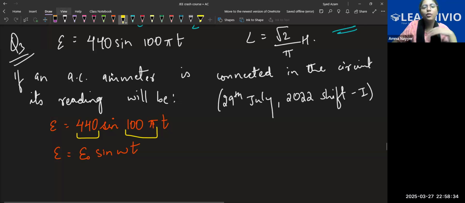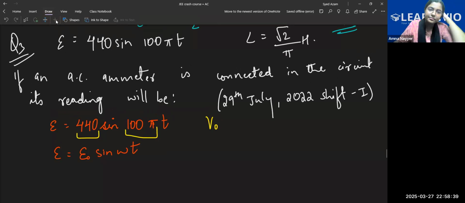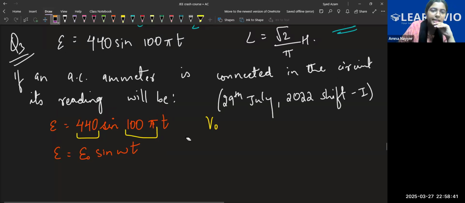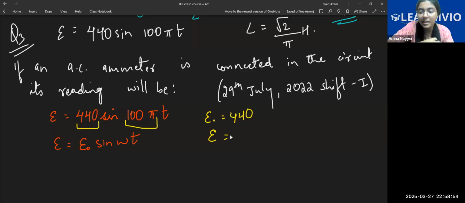Now for the RMS value, if we have the peak value of EMF, it has given E. So let us also take this as E only. If E naught is given as 440, then the EMF's RMS value, what will it be, Meera?